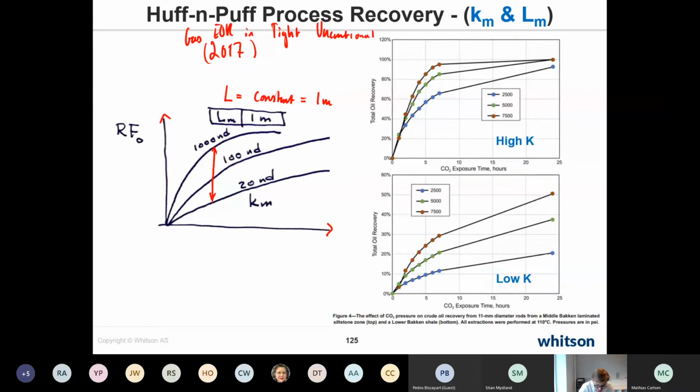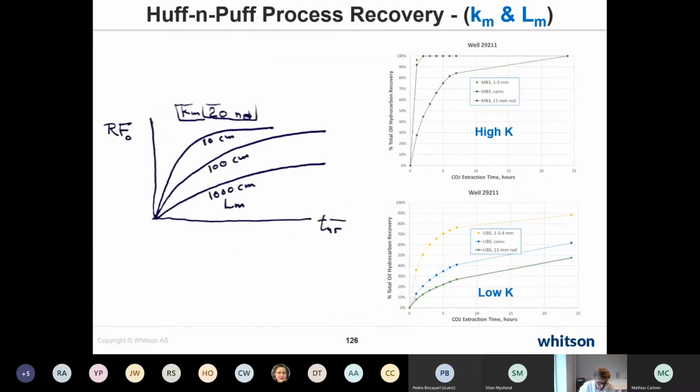Then maybe a year after, ERC presented these types of experiments for a wide range of different rocks, where you say that this is the low permeability case. Everything else is the same rock, but just tested at different pressures. And just for the sake of consistency, after 24 hours, we're at about 50% for the low perm case, and about 100% for the high perm case. So this relationship is true in general.